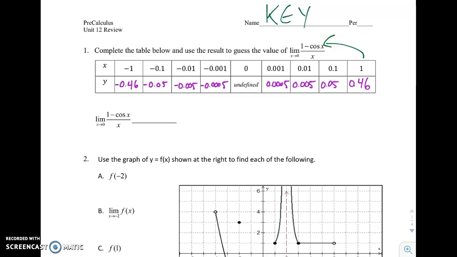What it's asking you to do is to figure out what number, if you follow the pattern from both the left side and the right side, should go where this undefined is. All right, so the limit as x approaches 0 of that function. What number should go for that y value? And as you can see, it's getting really, really close to the number 0. It's approaching 0. It's the number that should go there, so that's going to be our answer.